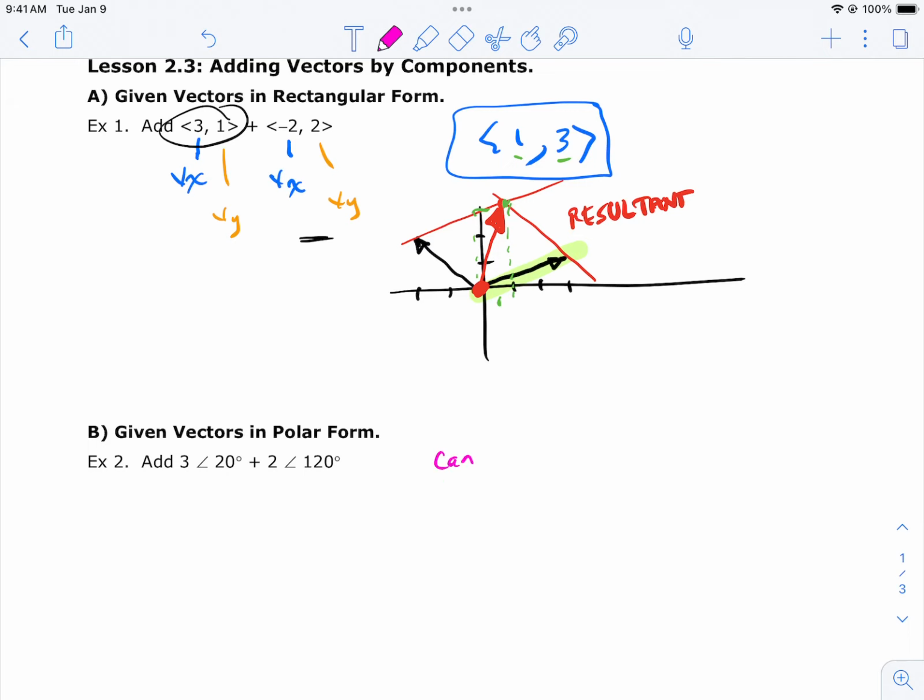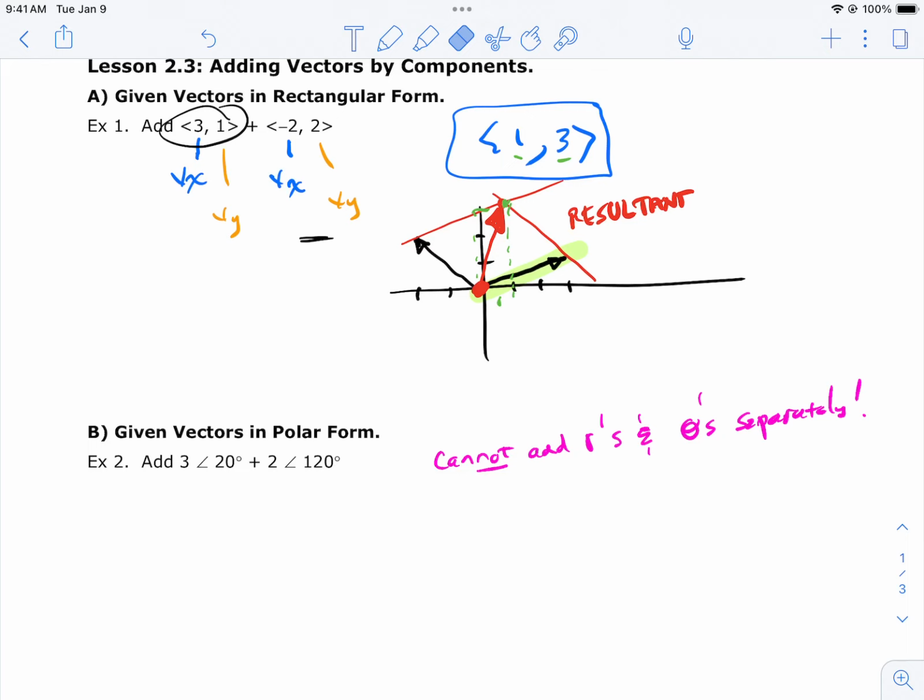You cannot add r's. That's an R. You cannot add r's and thetas separately. So please don't. Can't say that I've actually seen anyone do that yet, so that's good. But just make sure you don't even have that idea. Don't even have that idea.